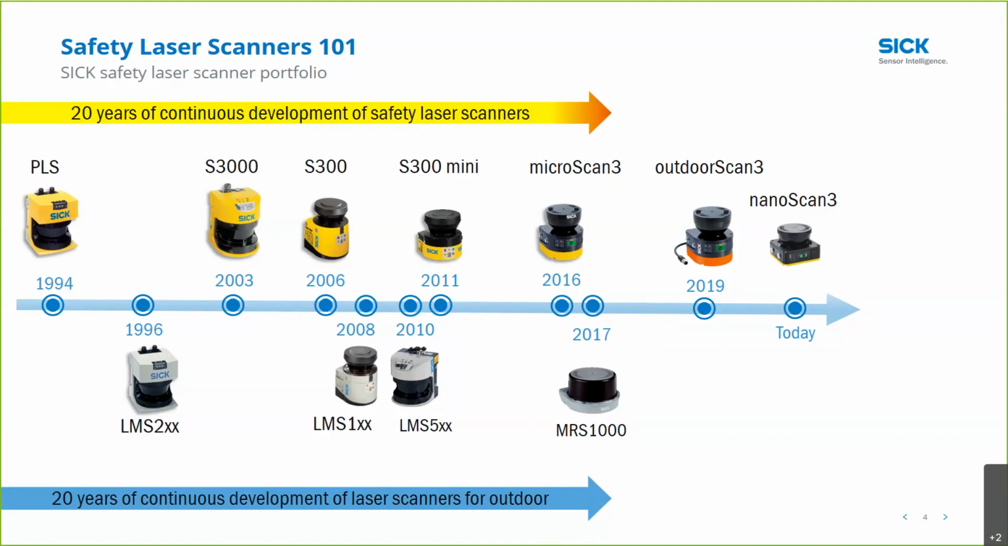As you can see through the years, there have been more and more iterations. The next big breakthrough really came in 2016 with the introduction of the Microscan 3. Since then, we've launched more and more variants of the Microscan 3. The Outdoor Scan 3, which is the world's very first and currently only safety laser scanner that is rated for outdoor use. And then the most recent launch has been the NanoScan 3, the lowest profile safety laser scanner on the market. As you can see through the years, we've had lots and lots of new innovations in the world of safety laser scanners.